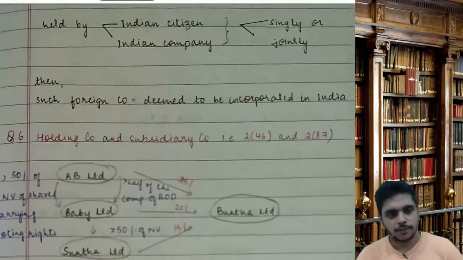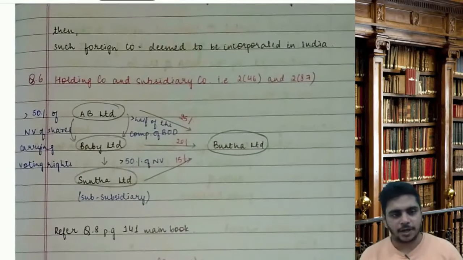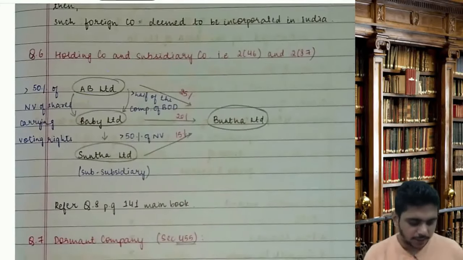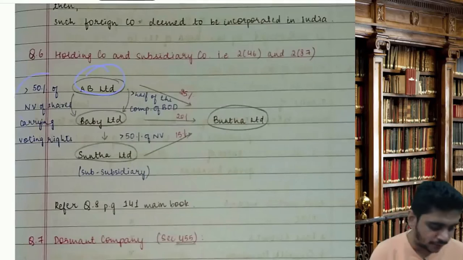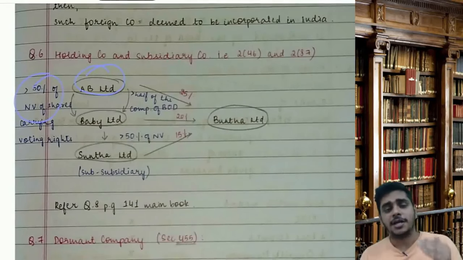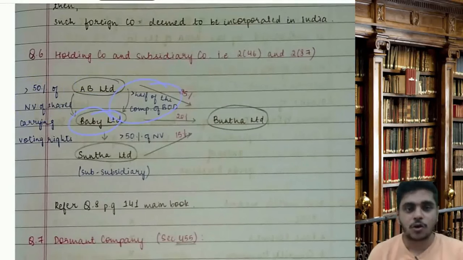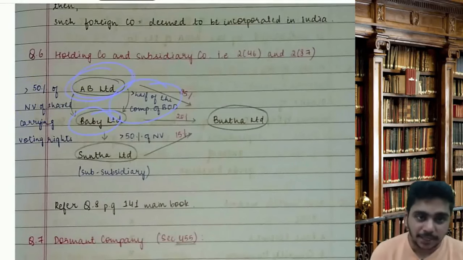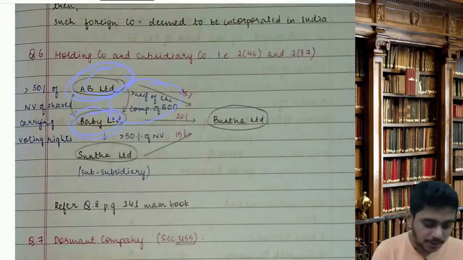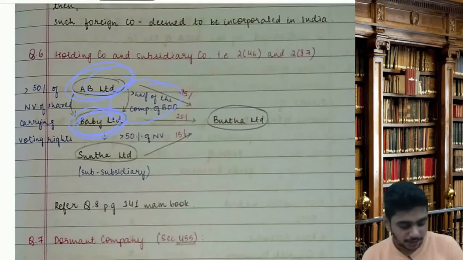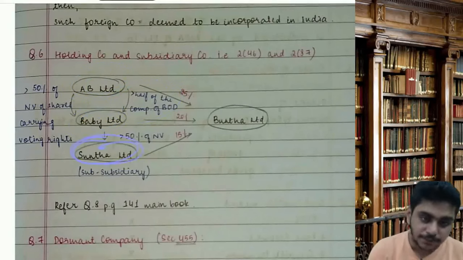Then holding company and subsidiary company. If a company is holding more than 50% of the nominal value of shares carrying voting rights in another company, or controlling more than half of the composition of the board, then this company becomes the holding company and the other becomes a subsidiary company. If this subsidiary company is holding more than 50% of the nominal value of shares carrying voting rights in another company, then this becomes a subsidiary of the main holding company.